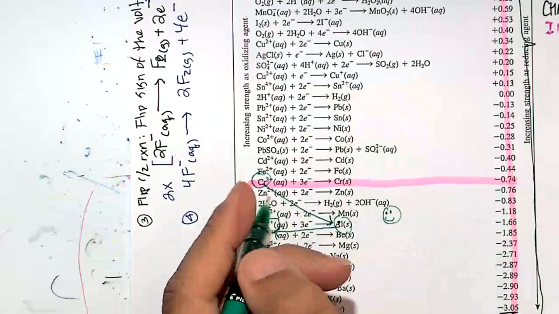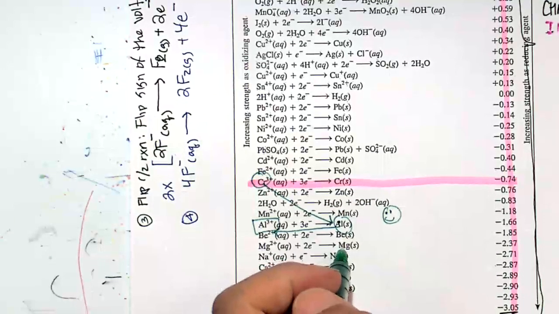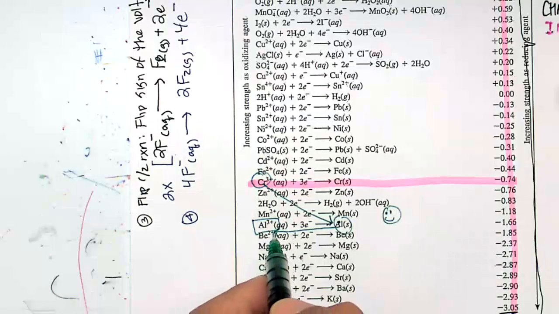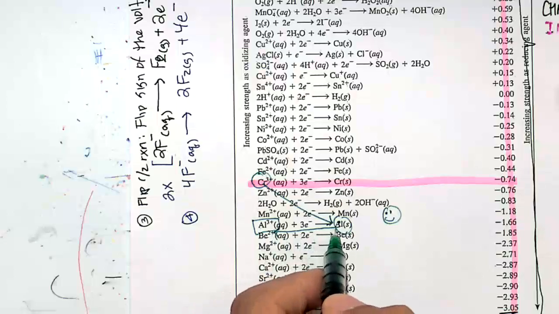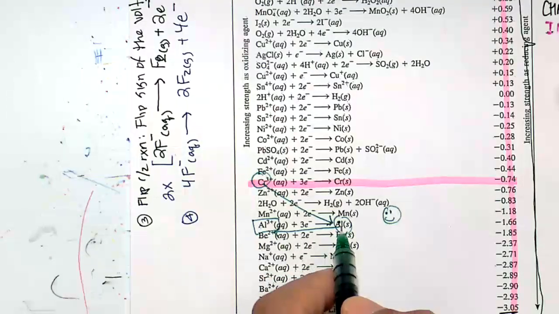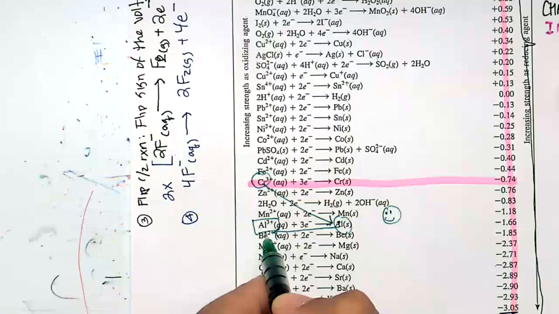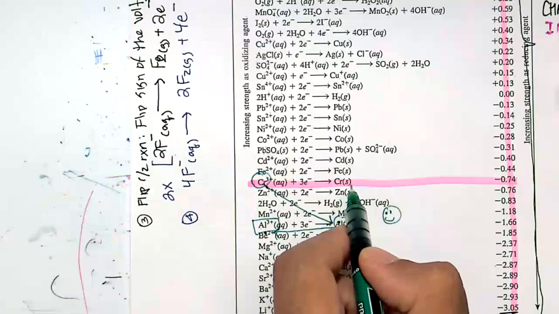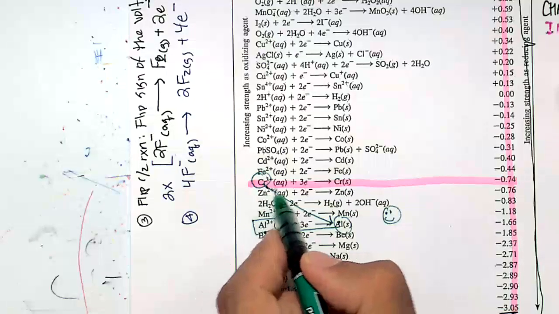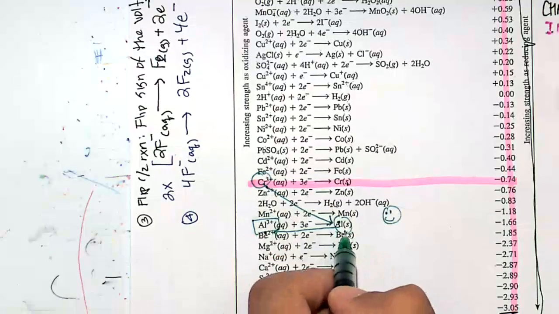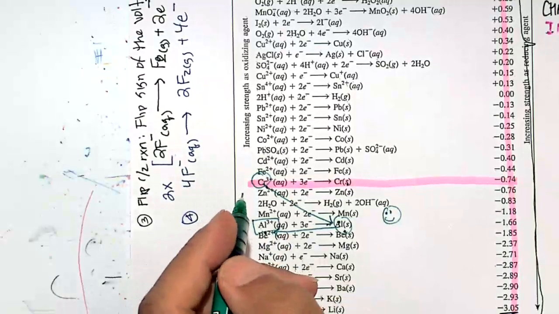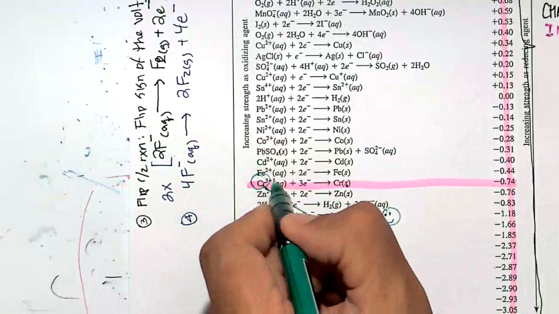Yes. Okay, yes. Another way of saying it is that Al gets oxidized to Al plus 3, Cr plus 3 gets reduced to Cr. Or you can say Cr plus 3 gets reduced to Cr, Al solid gets oxidized to Al plus 3. Okay, whatever it is, the one below it can get oxidized.